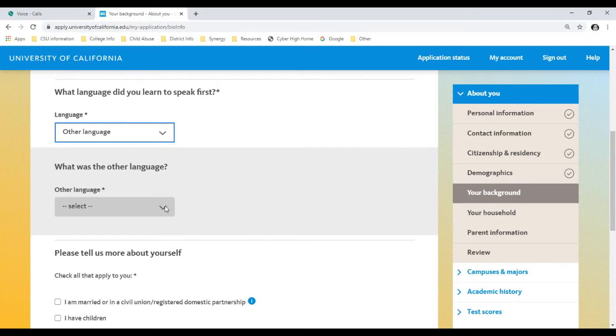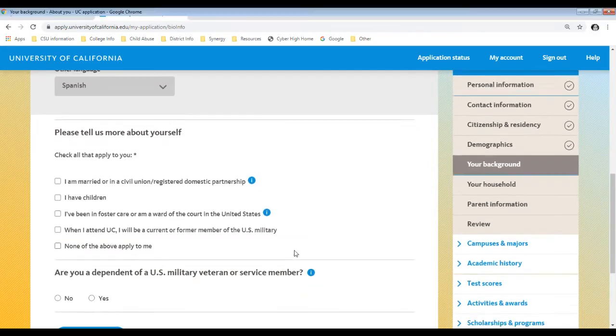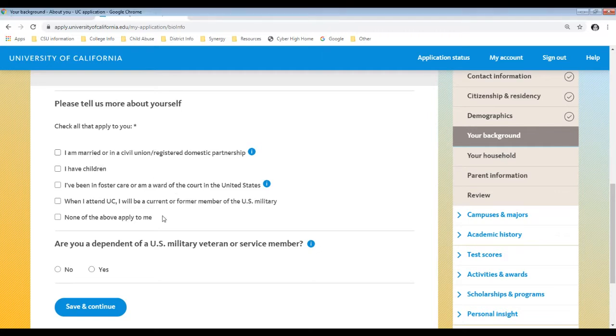So what was the other language? I can select here that I started speaking Spanish when I was young. Okay, and it says, please tell us more about yourself. Check all that apply. So for you, most of you will not be married. Most of you won't have children. Some of you might be in foster care here. So if you have ever been in foster care, make sure you check that box.